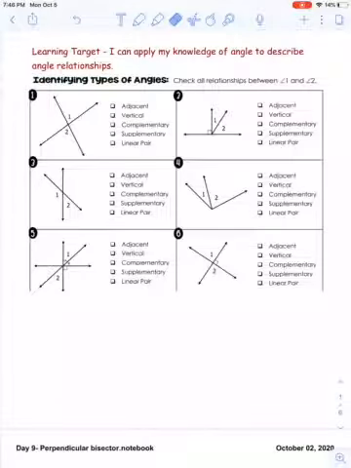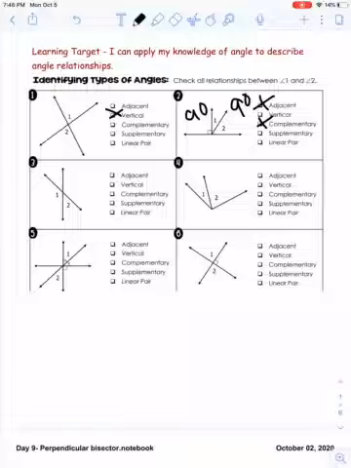Okay, so let's go over this. So the first one, they are vertical, they are across from each other. The second one is adjacent and complementary. They're adjacent because they're next to each other. We know that this is 90, so complementary angles add to 90. The third one, they are adjacent, supplementary, and linear pairs. Okay, it adds to 180.